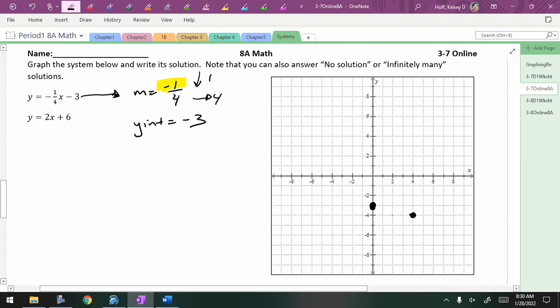On your paper, I would like you to do more. Down 1, 1, 2, 3, 4. Take your ruler. Connect your dots.